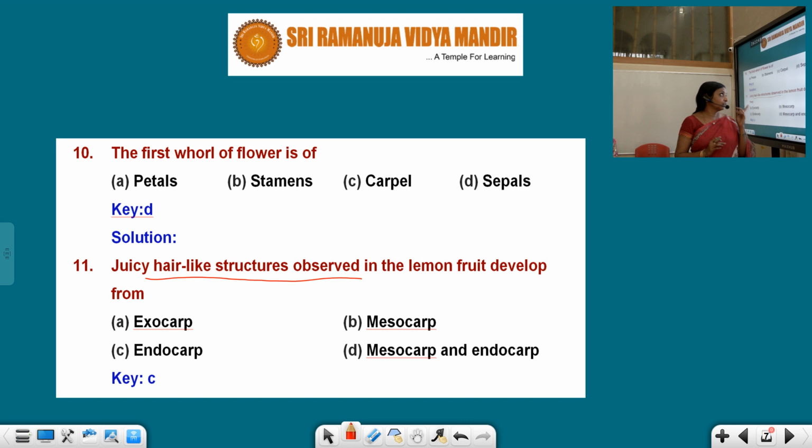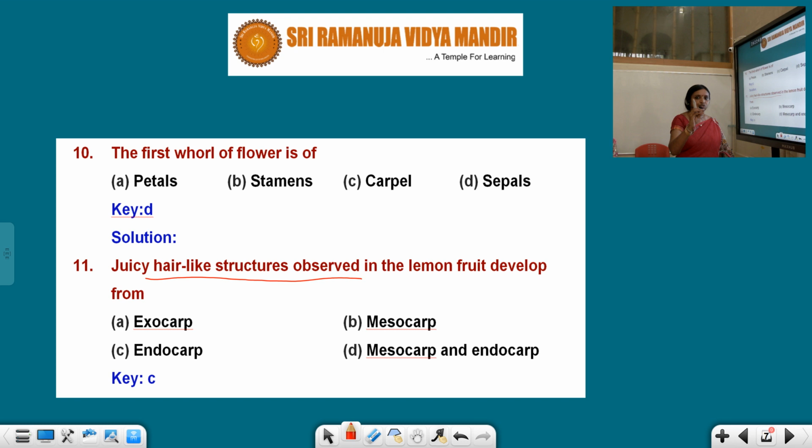In the lemon, in the Hesperidium fruit, the outer epicarp is leathery and with oil glands. So when we squeeze the leathery outer part, the epicarp, the oil will come out from the glands. And the second part, known as mesocarp, is white and papery. So that is not juicy.